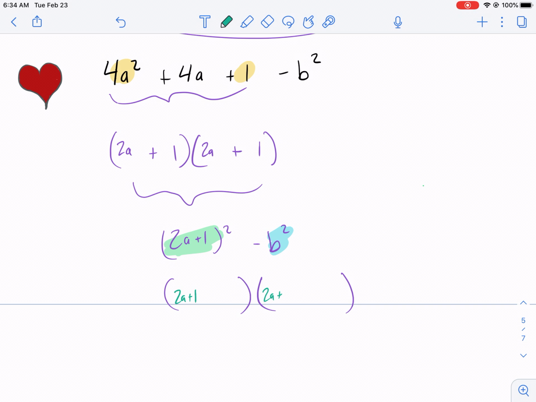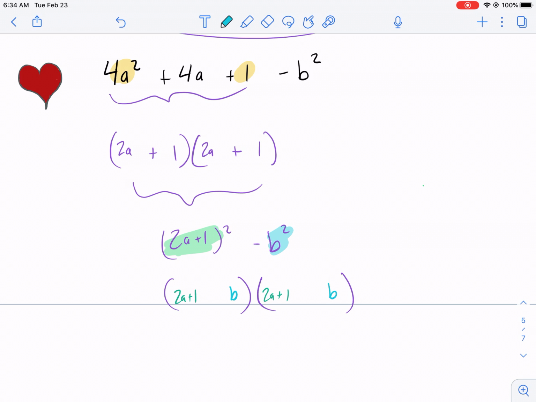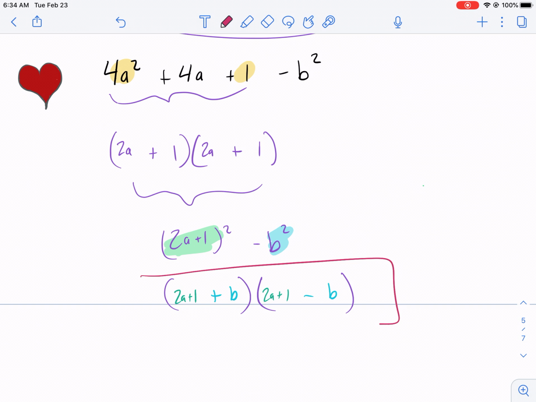So 2a plus 1 is the square root of 2a plus 1 squared. Square root of b squared is b. Make one positive, make one negative, and that's it. That's our final answer. And there we go.